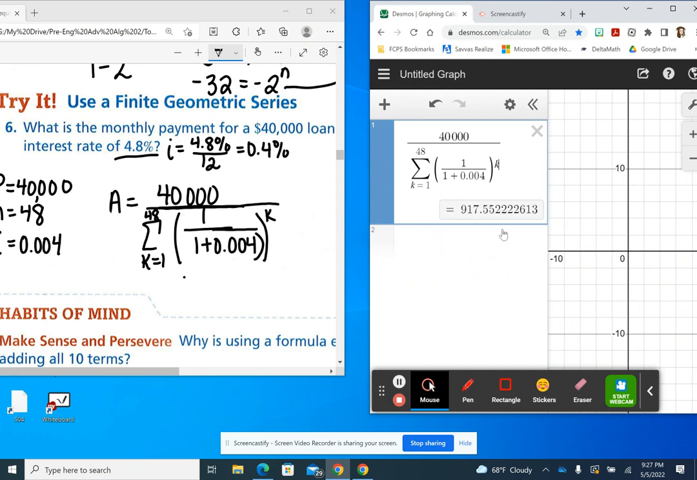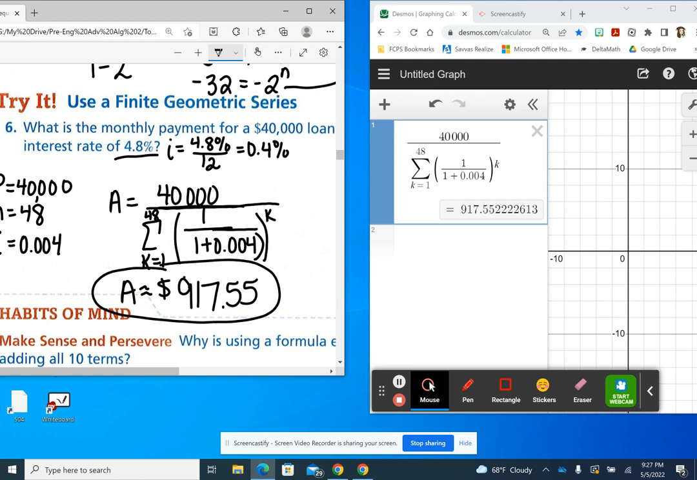917.55, which is about, oh, I need my approximate symbol. So squiggly equals $917.55. So if I take out a loan from the bank, $40,000 at 4.8% a year, my monthly payment would be about $917.55.